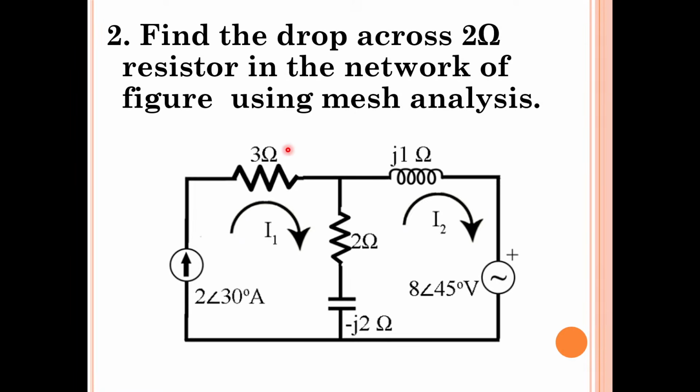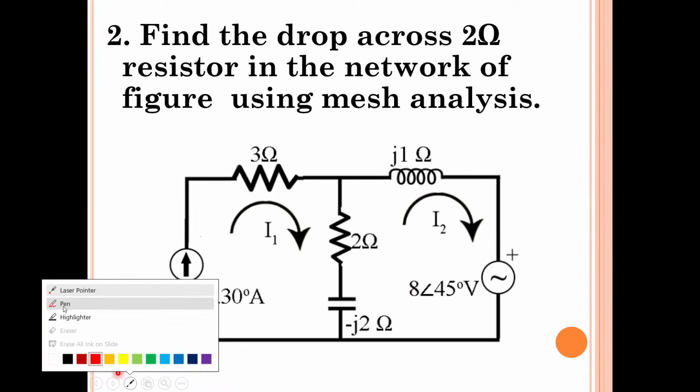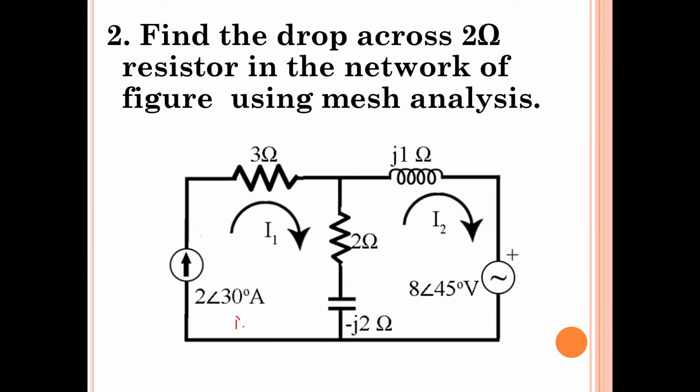Now here what we have to implement is mesh analysis. How many meshes are there here? Mesh 1 and mesh 2, two meshes are there. So we have to determine the mesh current in mesh 1 and the mesh current in mesh 2 first of all, isn't it? That's what we have done in the previous case. So this is our mesh 1.